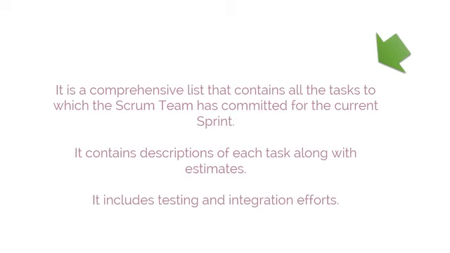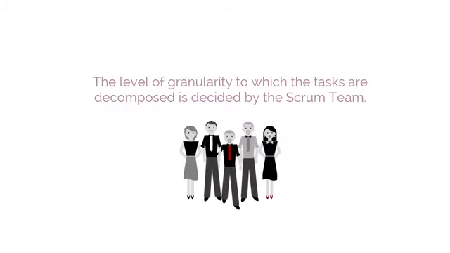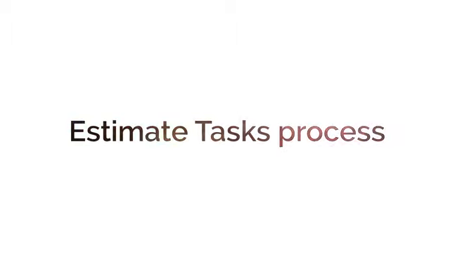The task list must include any testing and integration efforts so that the product increment from the sprint can be successfully integrated into the deliverables from previous sprints. Even though tasks are often activity-based, the level of granularity to which the tasks are decomposed is decided by the Scrum team. Let us now discuss the mandatory inputs, tools, and outputs of the Estimate Tasks process.